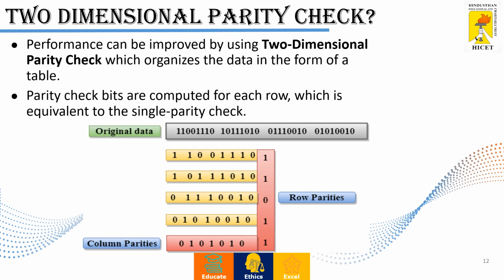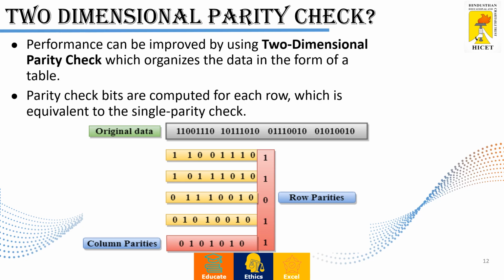So in two-dimensional parity check, a block of bits is divided into rows and the redundant row of bits is added to the whole block. At the receiving end, the parity checks are compared with the parity bits computed from the received data.